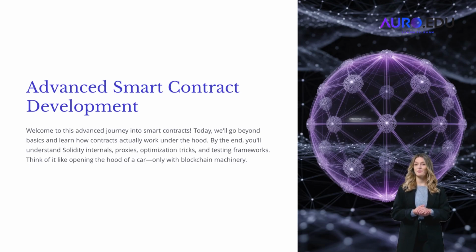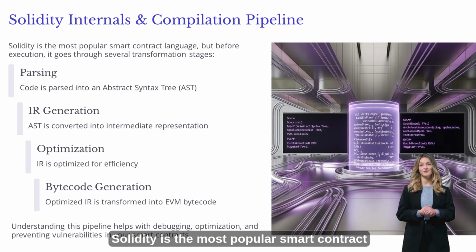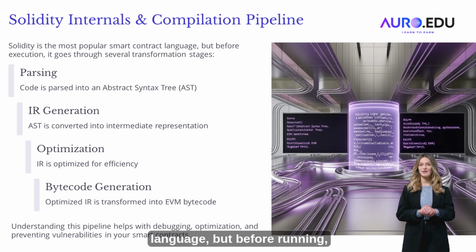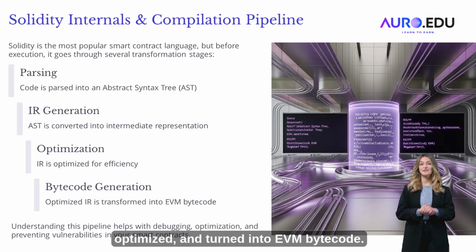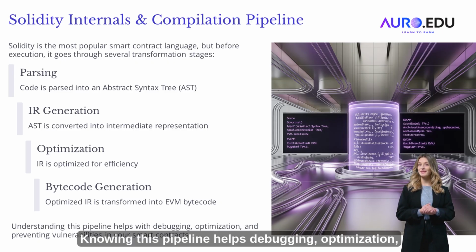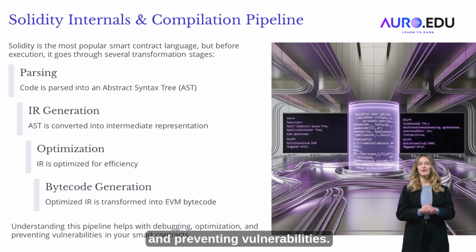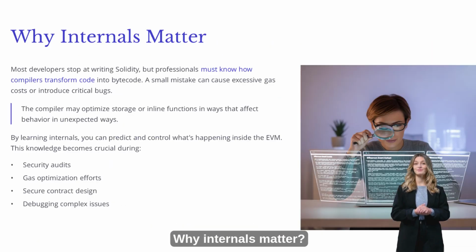Solidity internals and compilation pipeline. Solidity is the most popular smart contract language, but before running, it goes through a compilation pipeline. First, code is parsed into an abstract syntax tree, AST. Then it's converted into intermediate representation, optimized, and turned into EVM bytecode. The bytecode is what executes on Ethereum. Knowing this pipeline helps debugging, optimization, and preventing vulnerabilities.